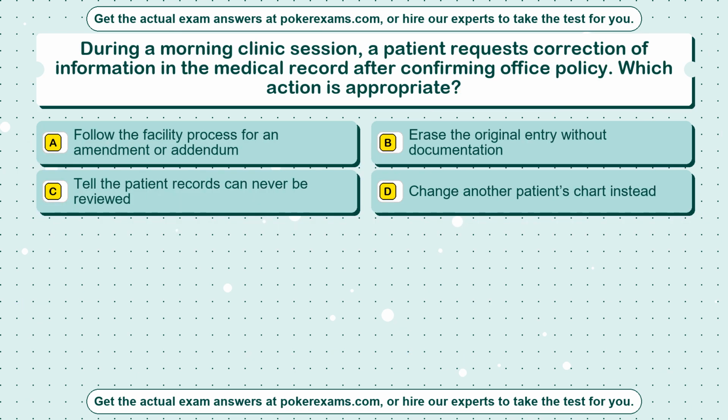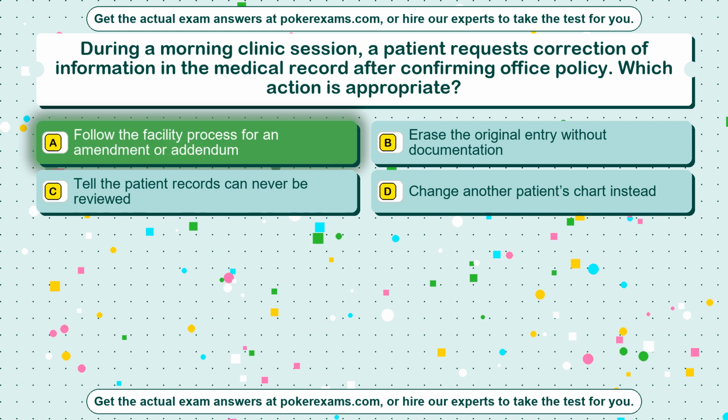Question 70. During a morning clinic session, a patient requests correction of information in the medical record after confirming office policy. Which action is appropriate? Option A, follow the facility process for an amendment or addendum. Option B, erase the original entry without documentation. Option C, tell the patient records can never be reviewed. Option D, change another patient's chart instead. The correct answer is option A, follow the facility process for an amendment or addendum.